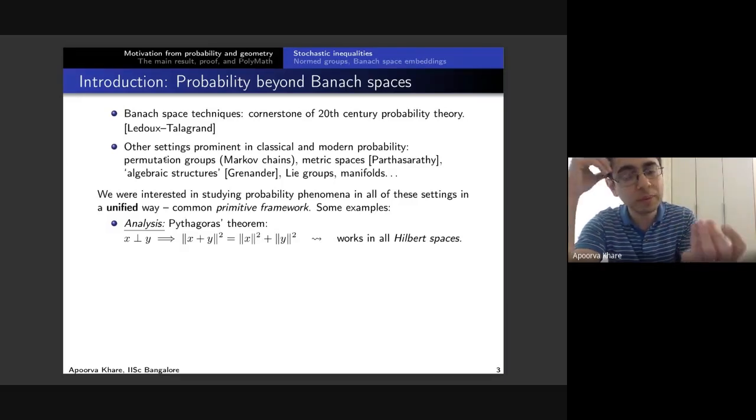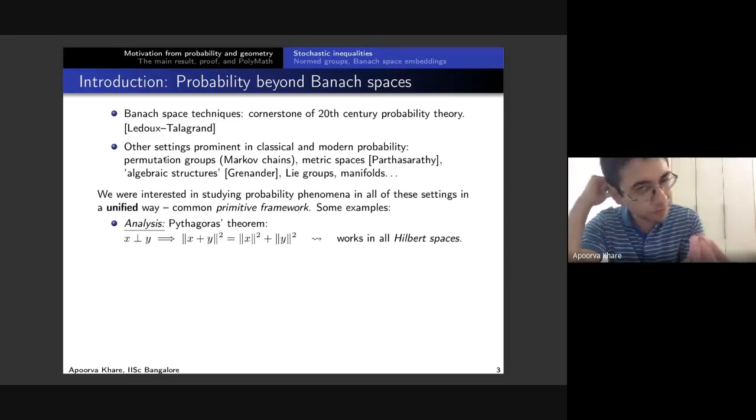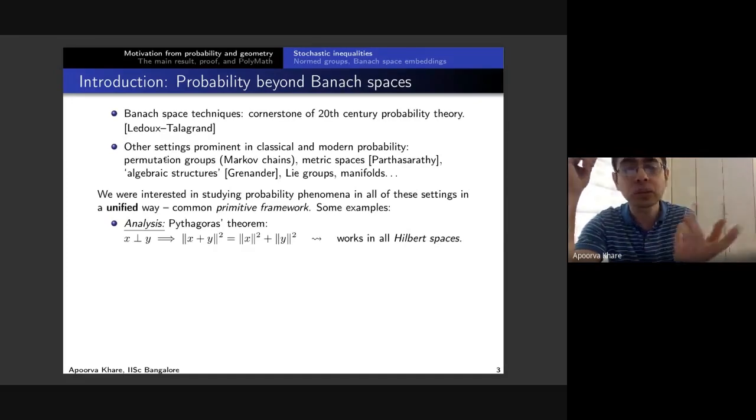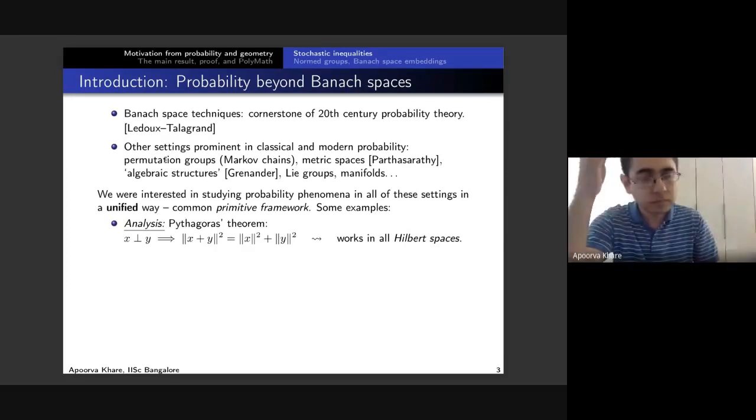You want to work in a primitive framework where you can only use very, very basic axioms, just very few definitions, and really no deeper results. And yet, how far can you go? How far can you push the probability results? That was the question. So here are some examples of primitive frameworks.